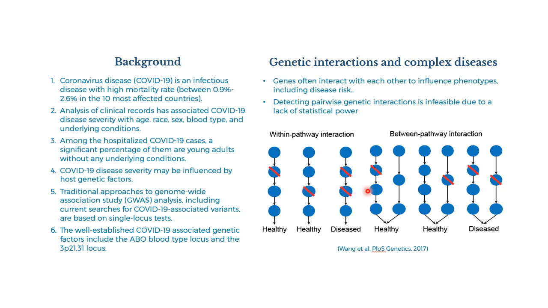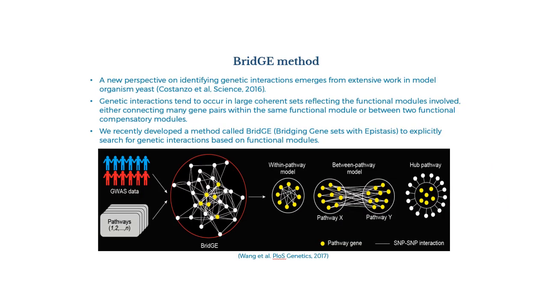However, due to a lack of statistical power, genetic interactions are often very hard to discover by the traditional pairwise approach. One important understanding of genetic interaction is that genes with similar functions are more likely to interact with each other. Our extensive study of the yeast genetic interaction network shows that genetic interactions are clustered within the same functional module or between two functional compensatory modules.